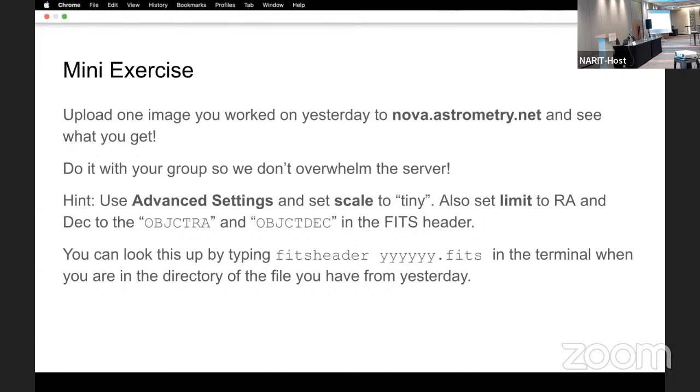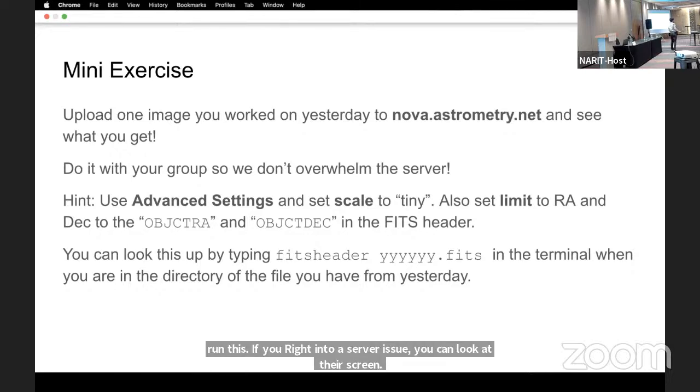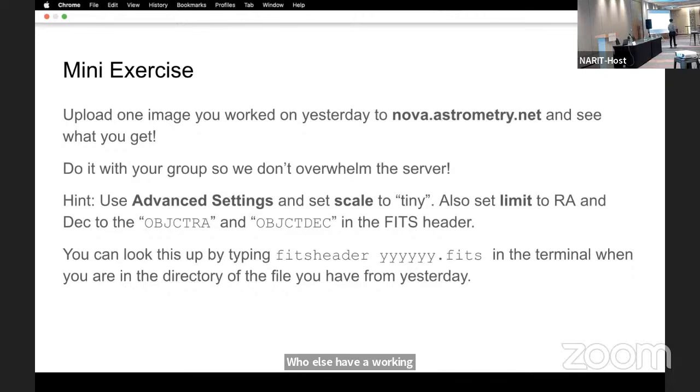All right, so we have a couple of people who successfully ran this. If you run into a server issue, you can go look at their screen. Who else has a working result? I got one here if you want to look.